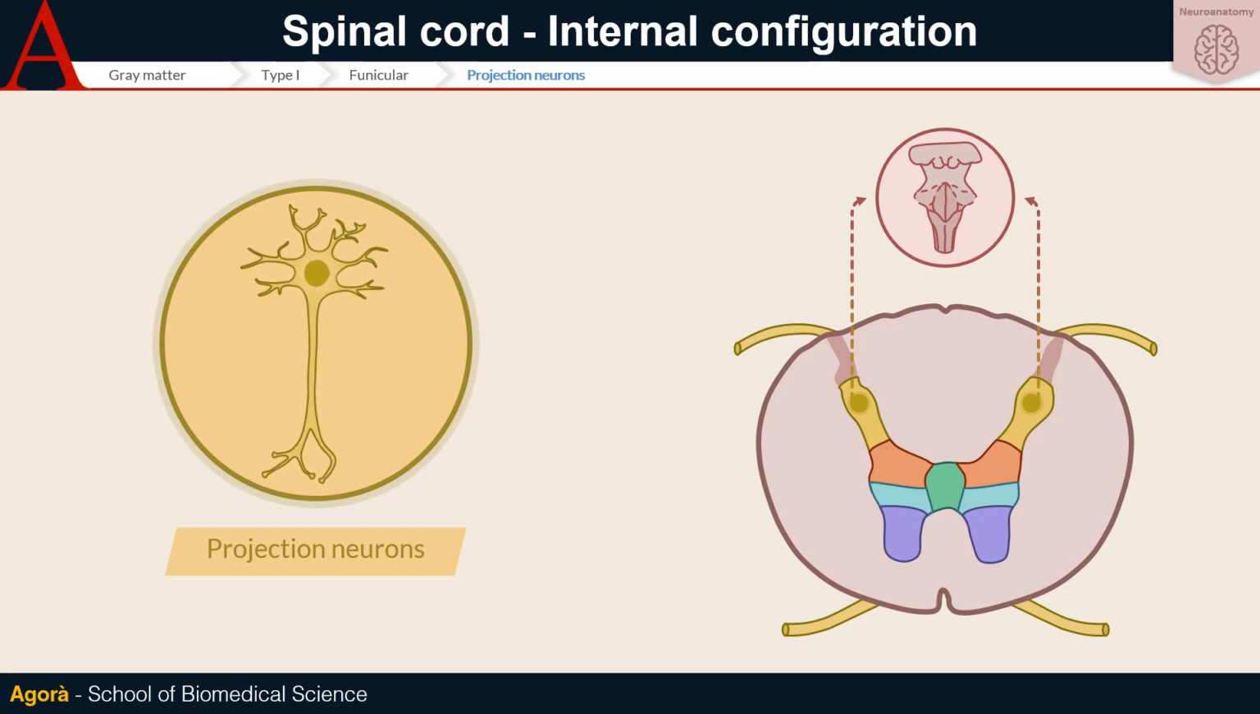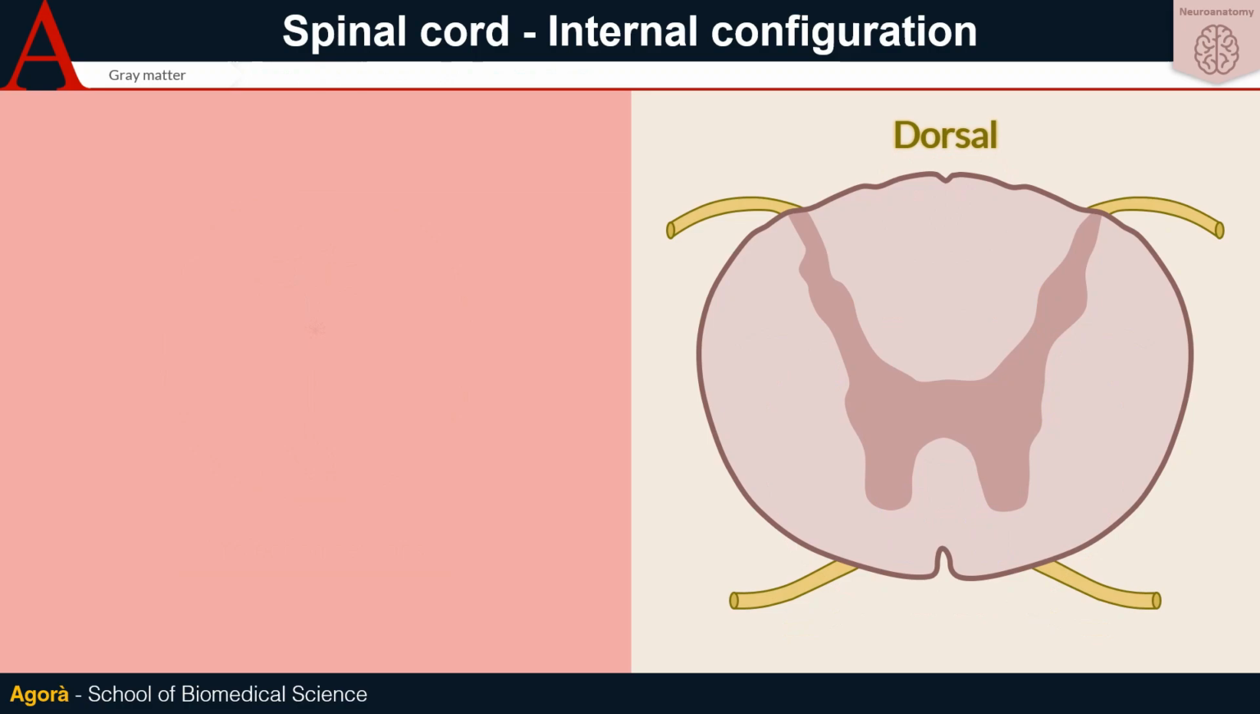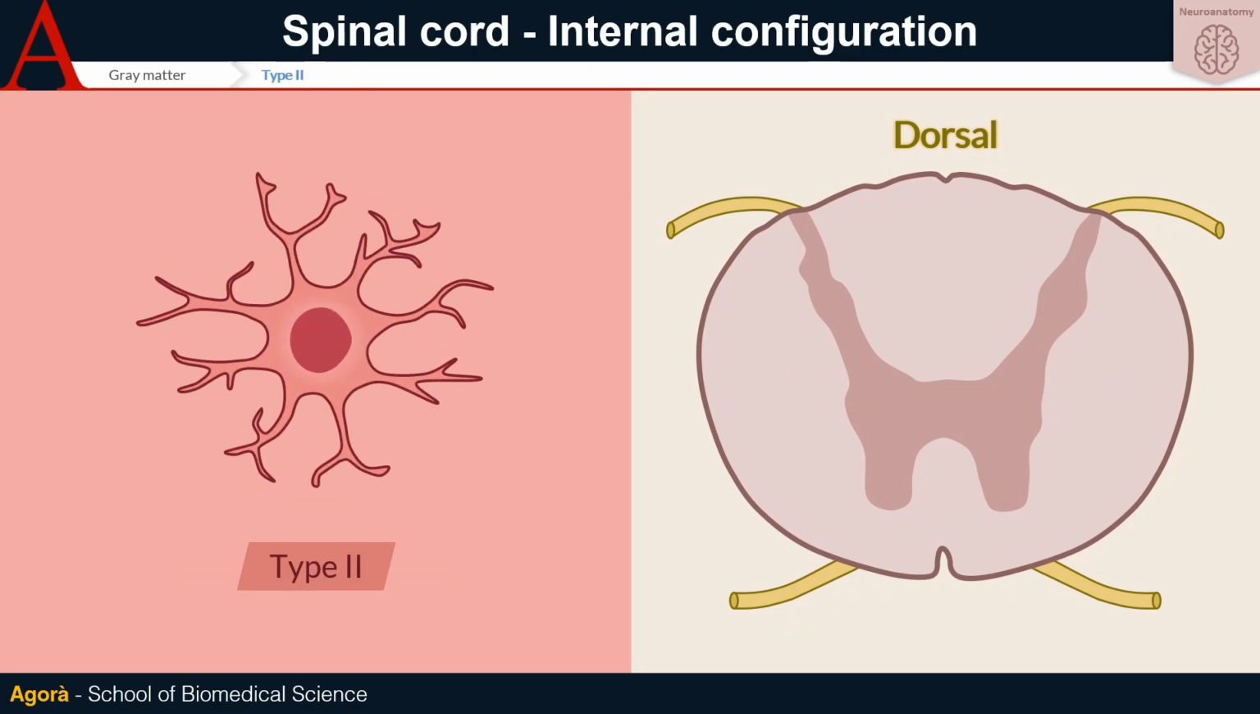Now let's move to the type 2 Golgi cells. Unlike the previous type of neurons, they have axons that never leave the grey matter of the segment where they are located. Their role is to distribute peripheral and central impulses. Therefore, they are known as short-distance association neurons.